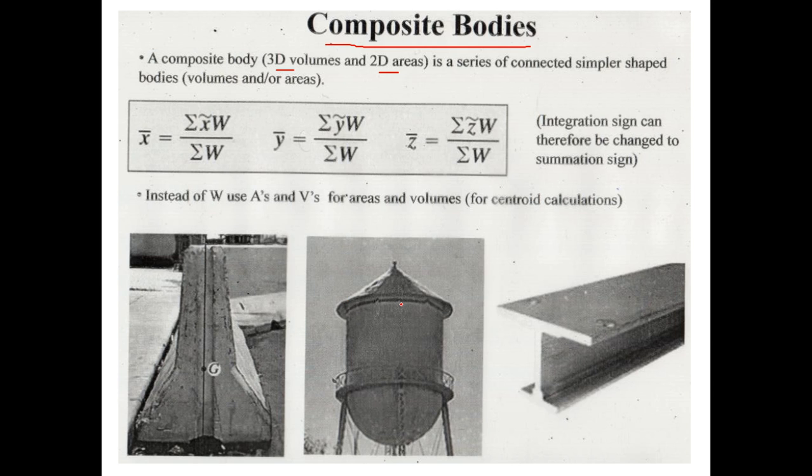three different shapes. You have here a cone, and this is a cylinder, and this is a hemisphere. So three different geometries are combined together to form this one structure. This is a composite body made up of three different shapes.